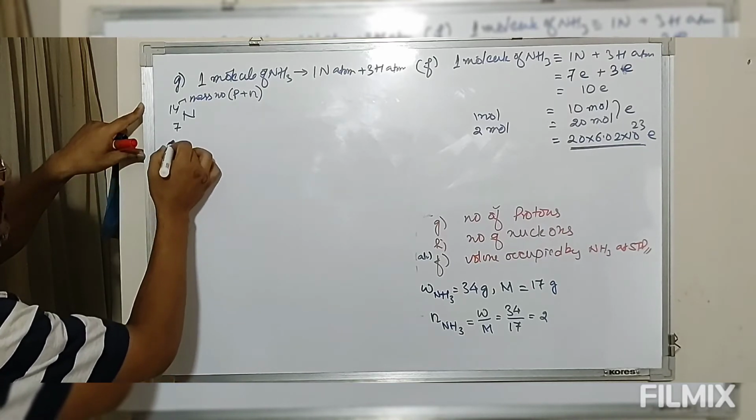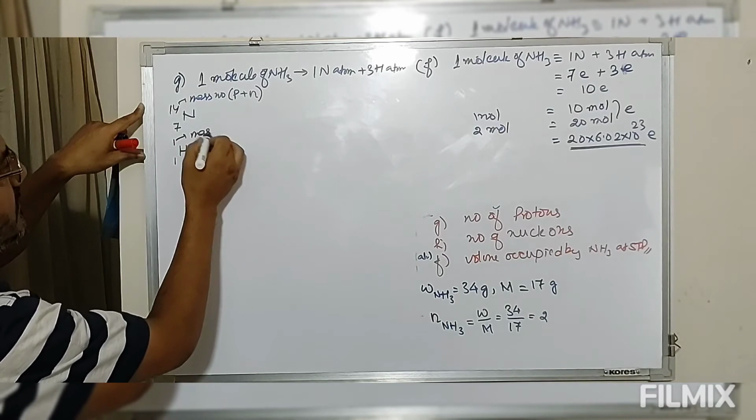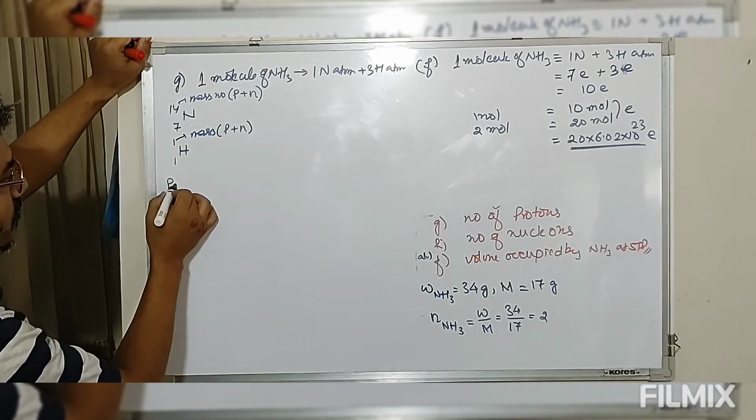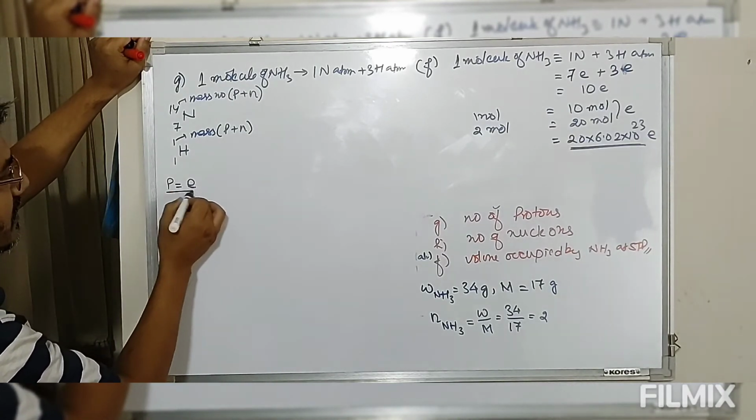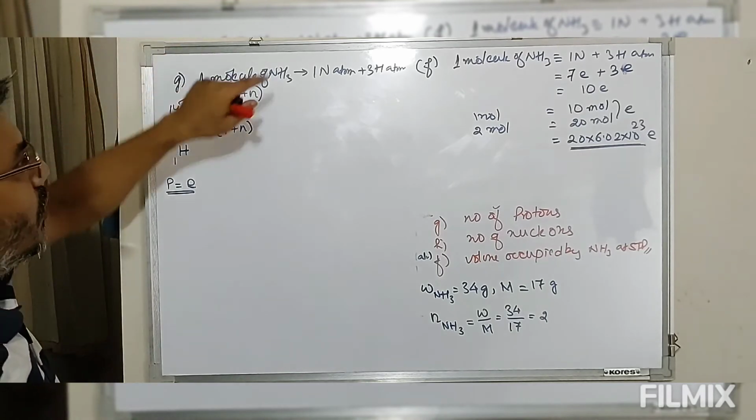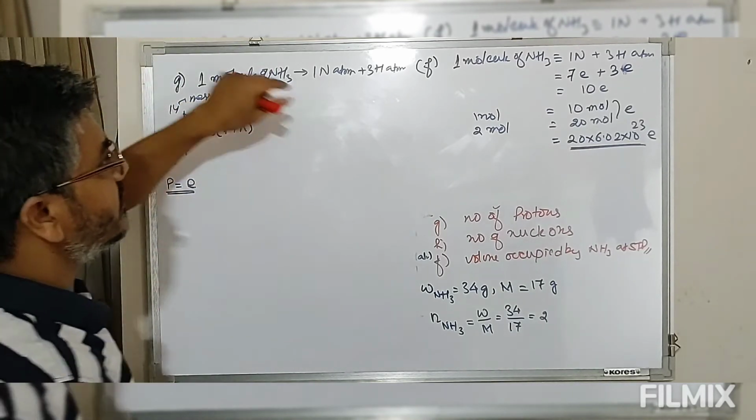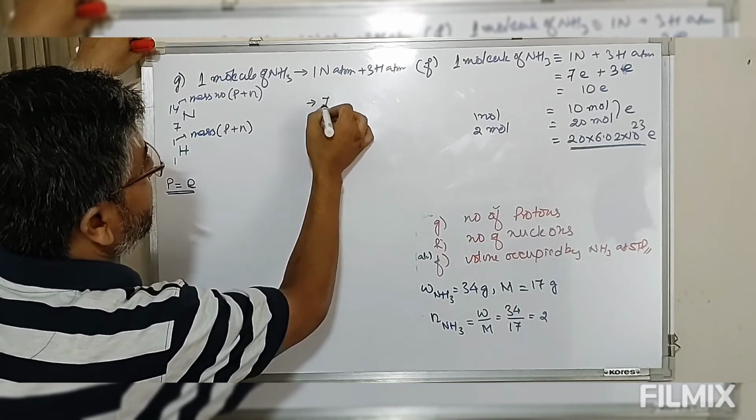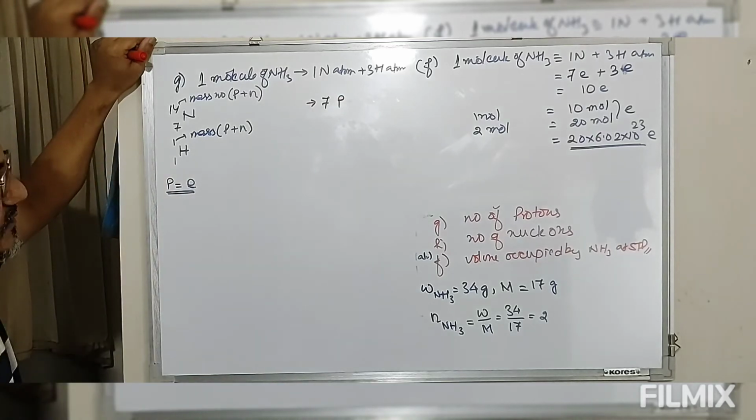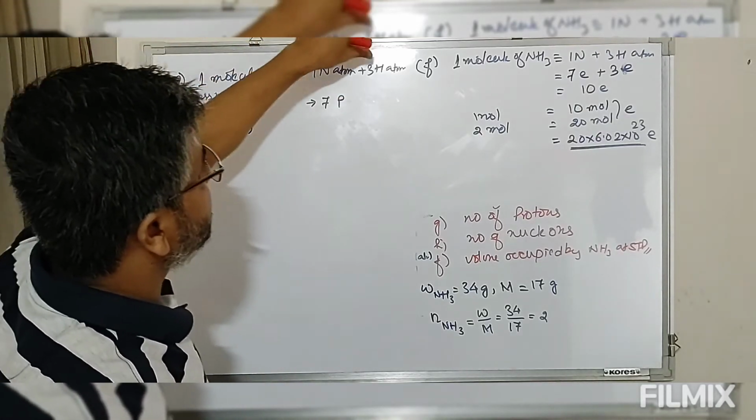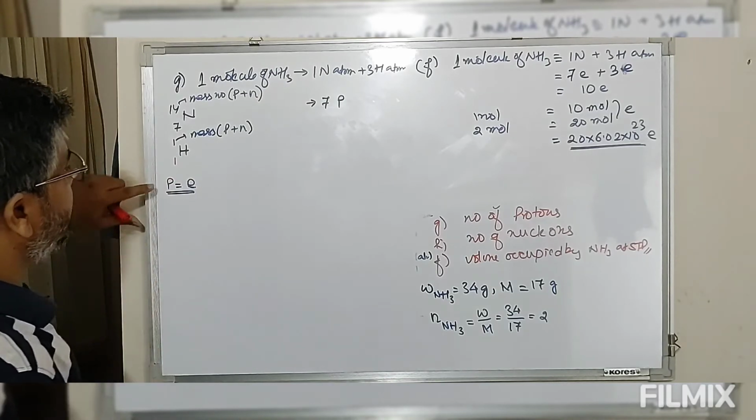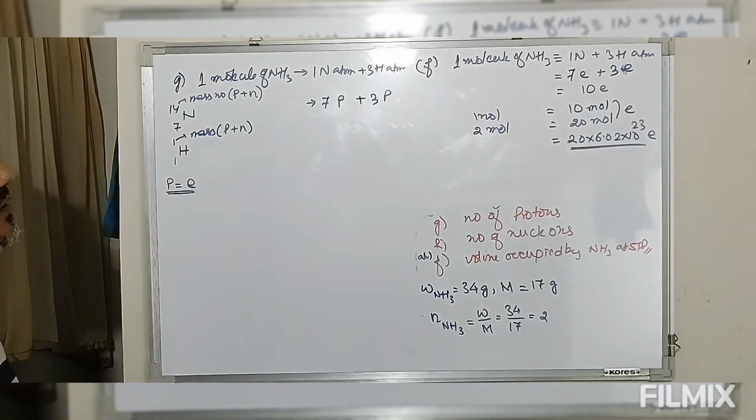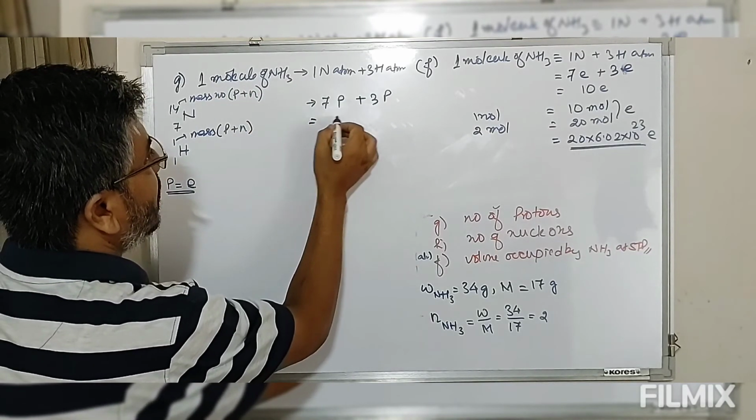Hydrogen atomic number 1, mass number 1. So this is the mass number, which equals proton plus neutron. The number of protons is equal to the number of electrons. So in one molecule of ammonia, 1 nitrogen, so 7 protons are present. One molecule of ammonia contains 3 hydrogen atoms. So 3 hydrogen atoms means 3 protons. So one molecule of ammonia contains how many protons?